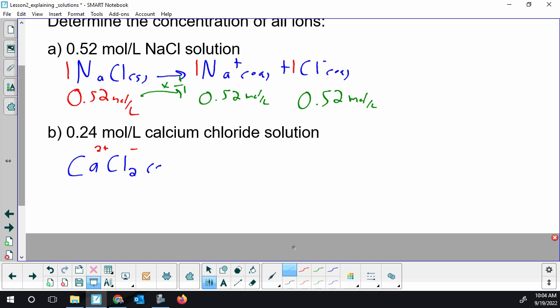So now we can write our dissociation equation. When this breaks up, we only get 1 calcium ion in solution, but we will have 2 chloride ions separated apart from each other. We're going to get a doubling of the chloride concentration.